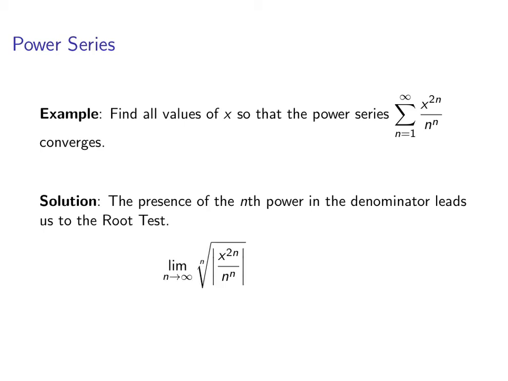All right, so we're going to do the limit as n approaches infinity of the nth root of the absolute value of x to the 2n over n to the n. Now we don't need the absolute value because everything on the inside of the absolute value is positive, so we just get the limit of x squared over n. The nth roots get rid of the nth powers. Now that limit is 0 no matter what x is.